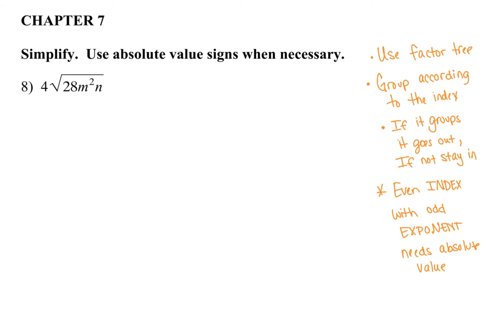If there's already something on the outside, it is going to stay on the outside. So that 4 is going to stay on the outside. For the inside, I am going to use my factor tree. If it groups according to the index, remember with a radical, if you don't see an index, the index is 2. If it groups according to the index, you're going to take it out. If it does not group, it's going to stay in.